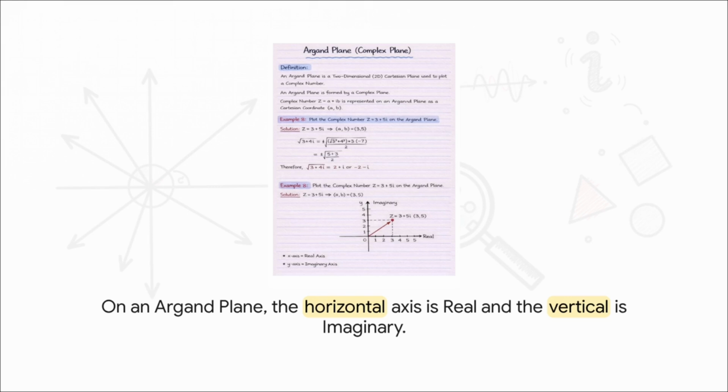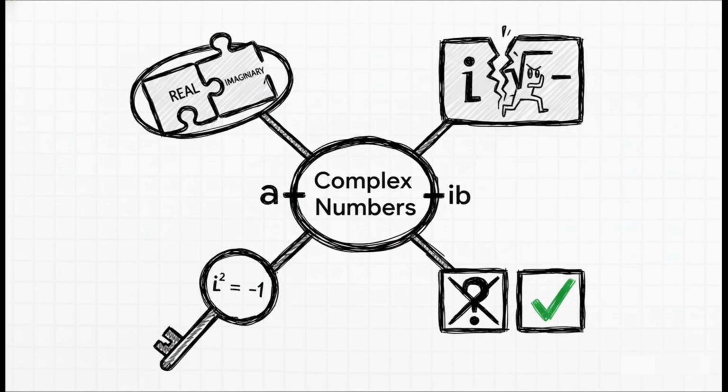So a number like 3 plus 5i isn't just a formula, it's a location. You just go 3 steps over on the real axis and 5 steps up on the imaginary axis, and bam, there it is. This is so powerful because it turns these numbers from a pure algebra trick into something with real geometry. So let's wrap this all up.